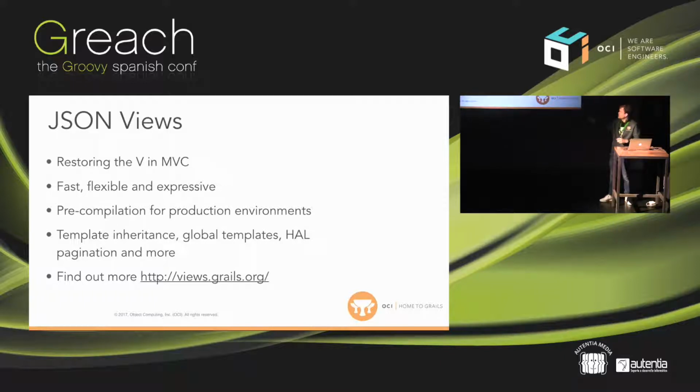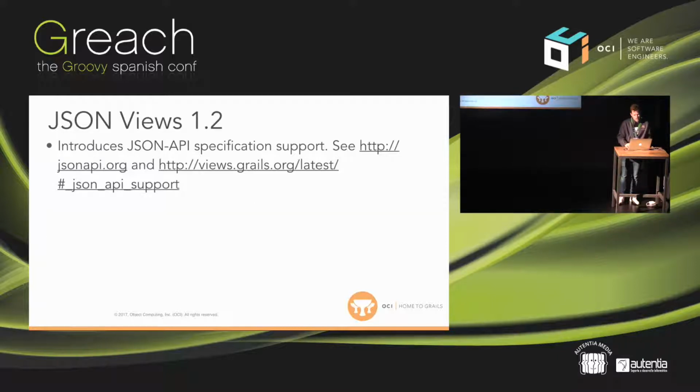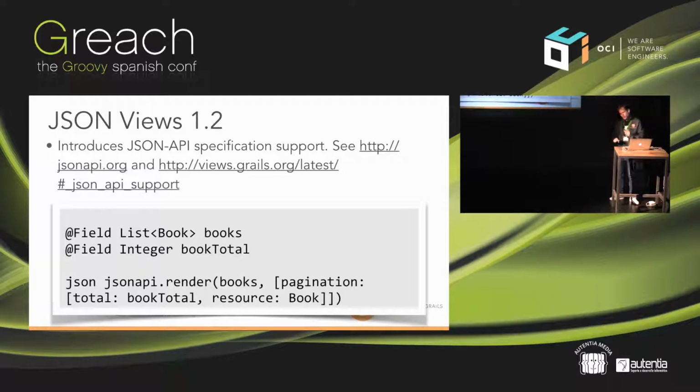So the website for JSON views is views.grails.org. There's a lot of features that is a whole talk by itself that I'm not going to go through. Pre-compilation for production that we do, for example, and template inheritance and HAL support and so forth. Check it out at that link. It's pretty cool stuff.